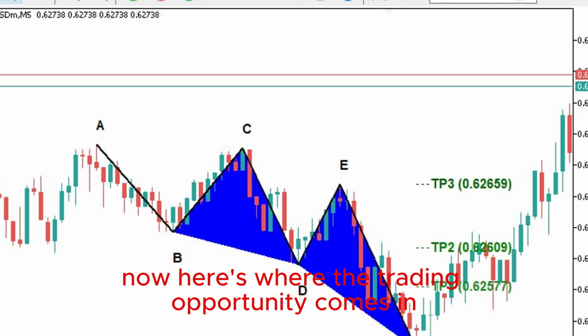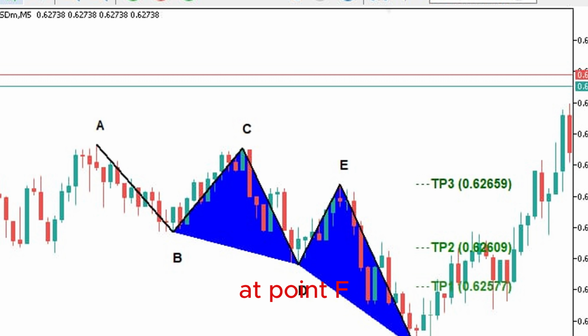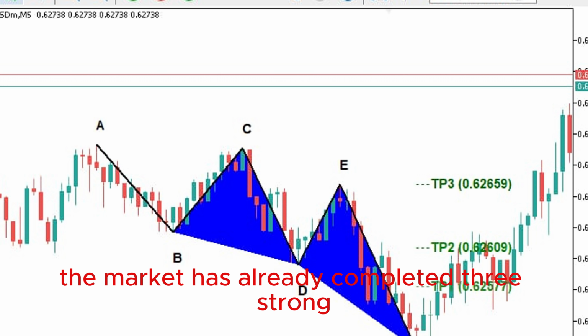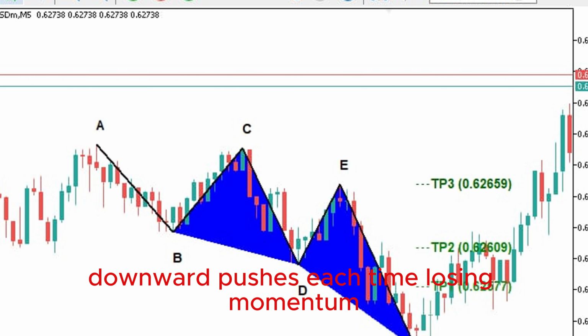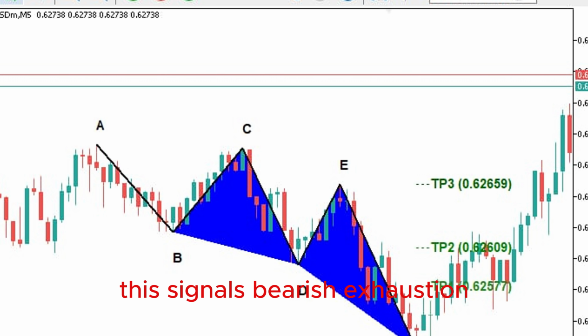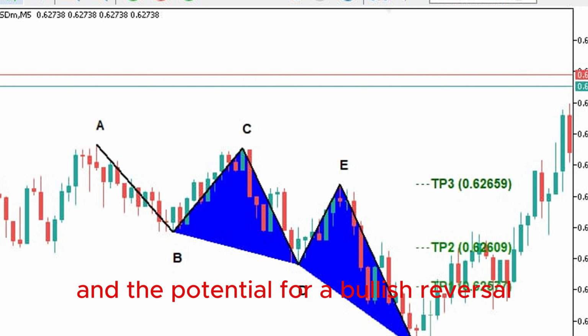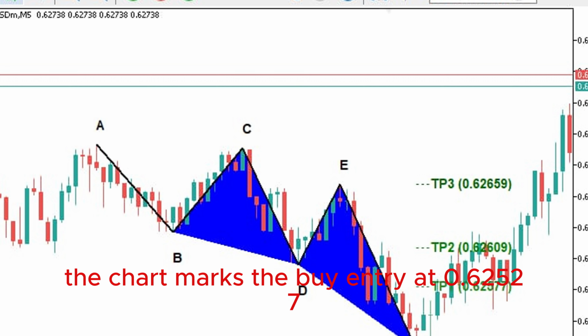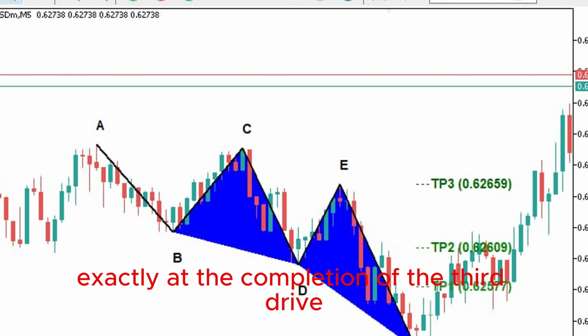Now here's where the trading opportunity comes in. At point F, the market has already completed 3 strong downward pushes, each time losing momentum. This signals bearish exhaustion and the potential for a bullish reversal. The chart marks the buy entry at 0.62527, exactly at the completion of the third drive.